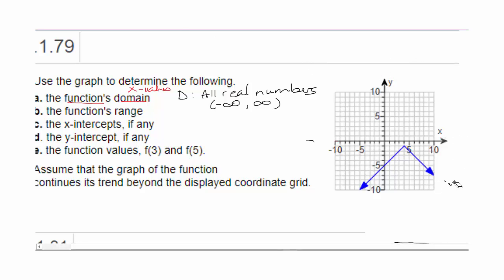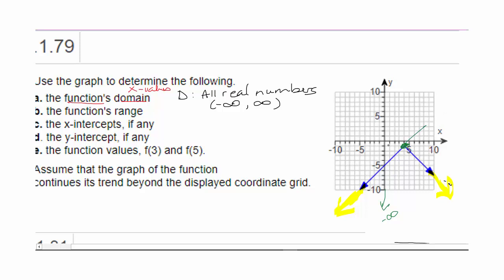Now let's analyze the range. Range is y values, which would go bottom to top, right? And again, this is going to continue downward. But it doesn't continue upward. There's going to be no lowest point, but there's definitely a highest point. So our y values go from down here at negative infinity up to the highest point, which the highest point on this graph is this point.